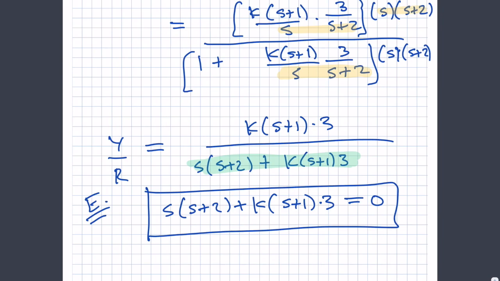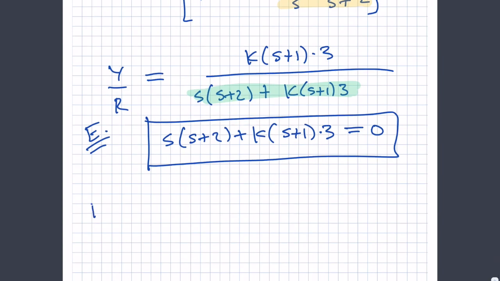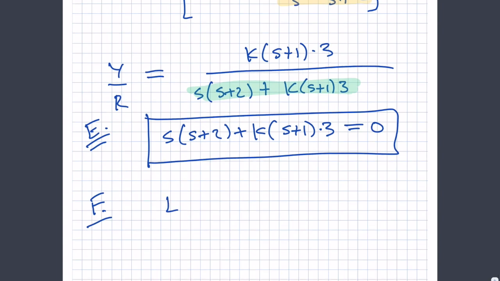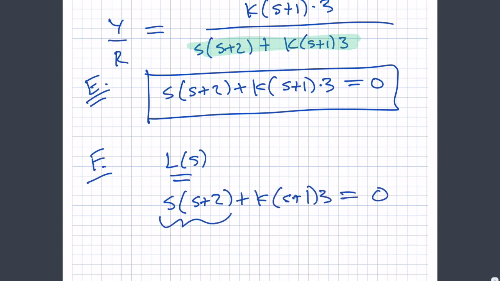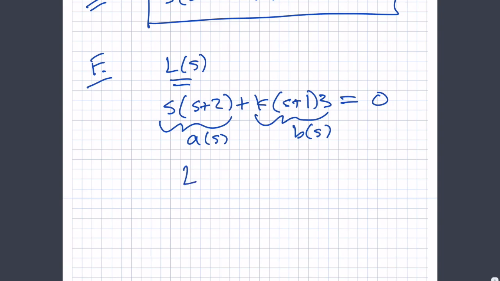Then for part F, what I want to do for part F is sketch the root locus. Okay, so for the root locus, we need to know what L of S would be, and we can get that from the characteristic equation because we have this set up. When we developed root locus theory, we knew that this was A of S, and this is B of S, and K times L of S is going to be B of S over A of S.